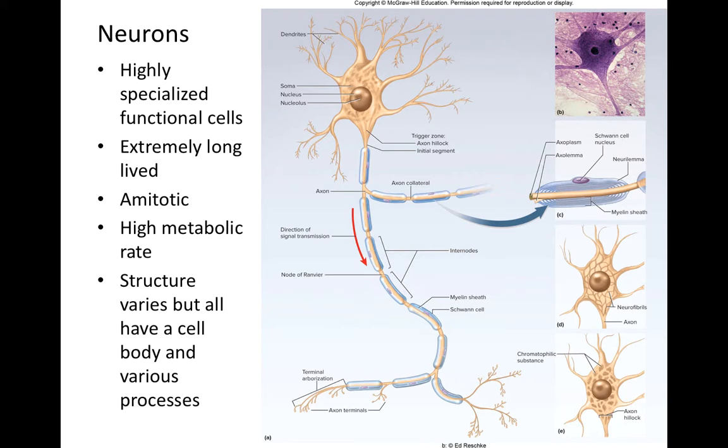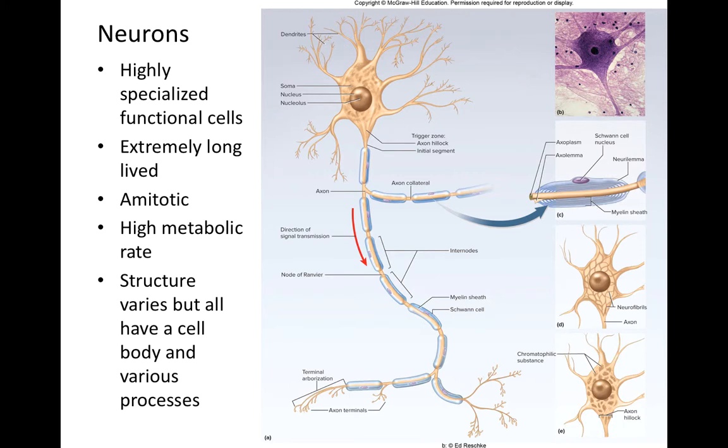You don't regenerate your neurons because they are amitotic, meaning that they do not undergo mitosis. And if we don't have the cell cycle, then we don't divide. These guys are in a sort of permanent state of G0 in terms of the cell cycle. They have a very high metabolic rate, so this means that they need a huge amount of oxygen, they need glucose, they need to be able to make ATP.